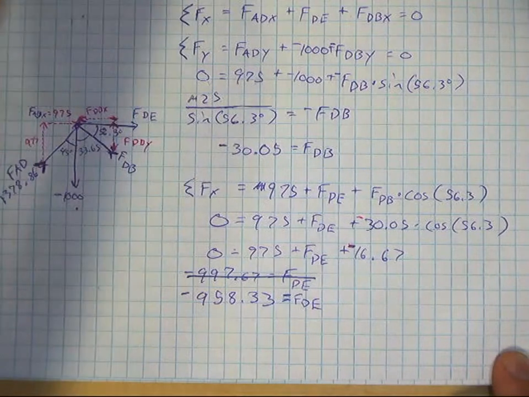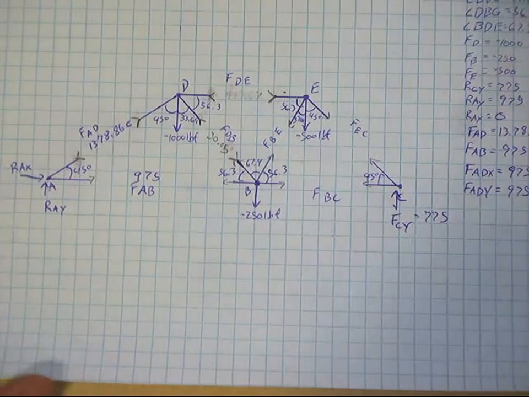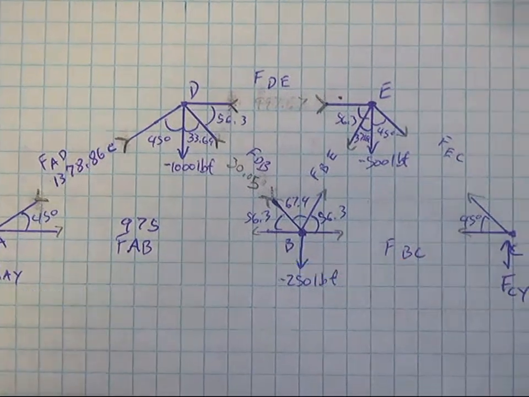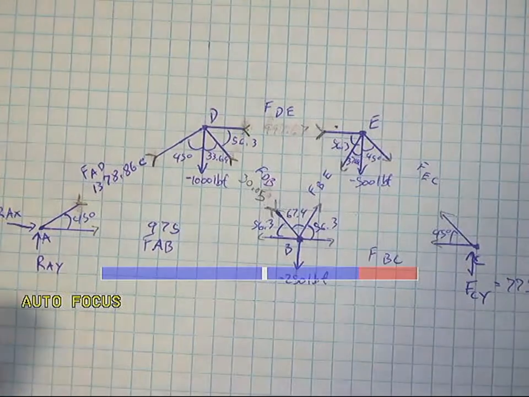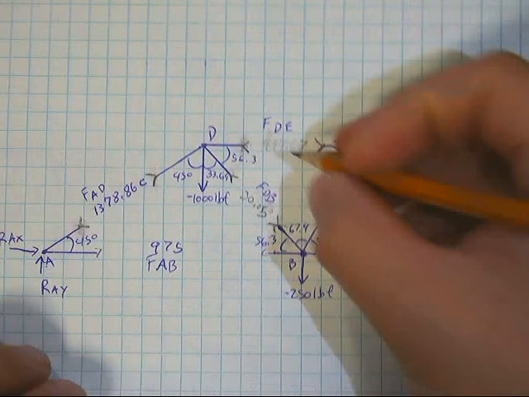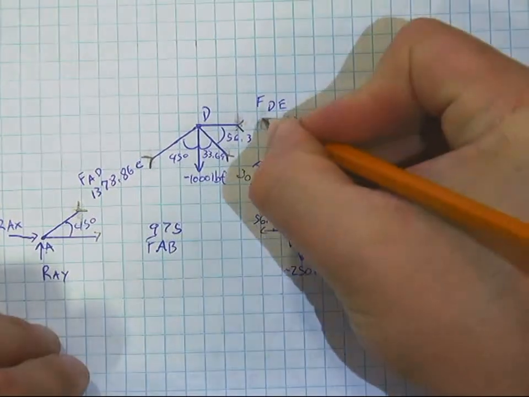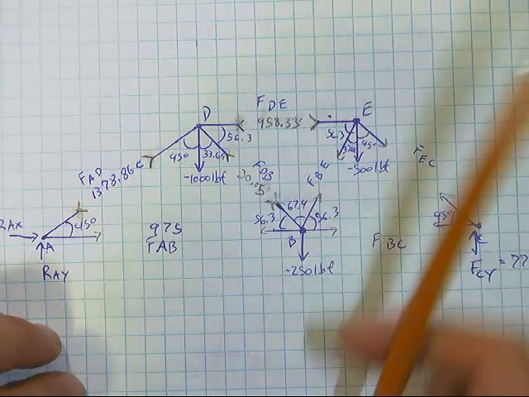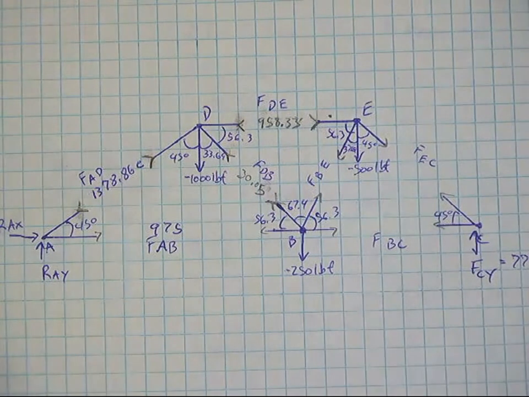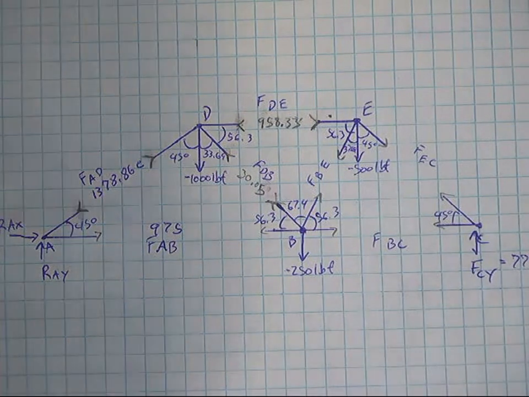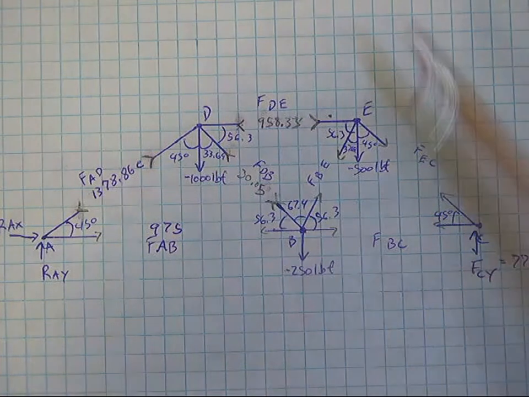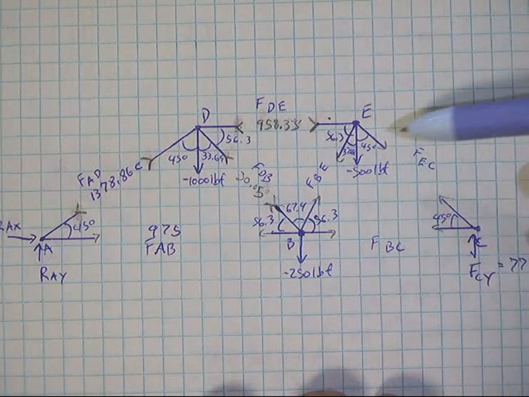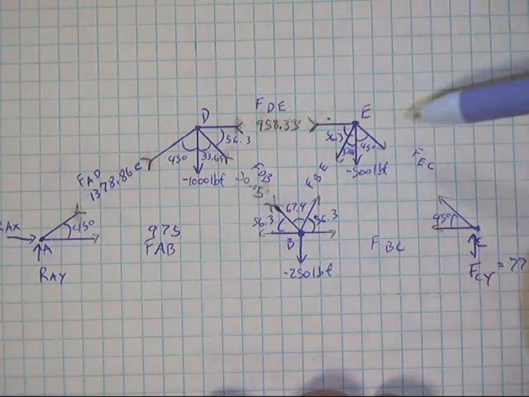Okay, so we take a look at then we brought those values back over, and essentially we have 958.33 in compression. All right, so we have kind of half our truss solved here. So now we could go ahead and move on.